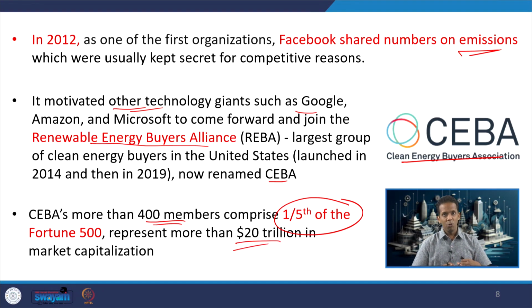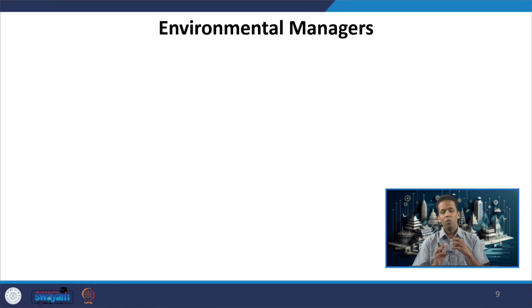So, it shows almost 1/5 of the top Fortune 500 companies are concerned about the environment. They have formed an association for buying clean energy. So, that was all about environmental management. Now, someone has to work towards it. Who would be the person who manages the environment?